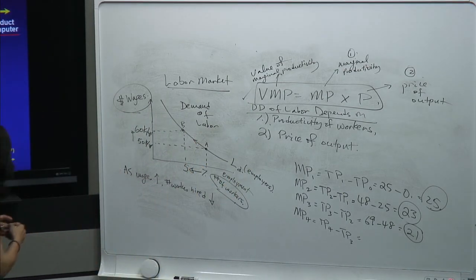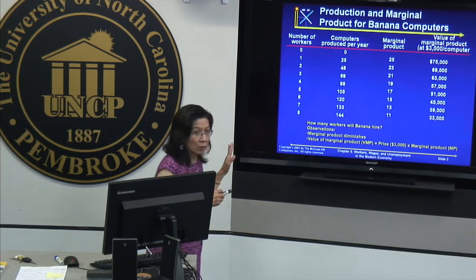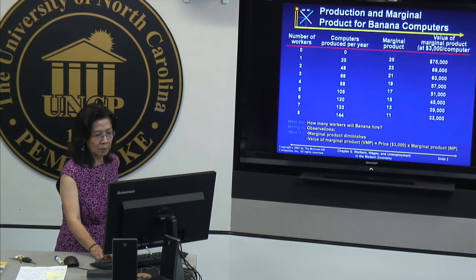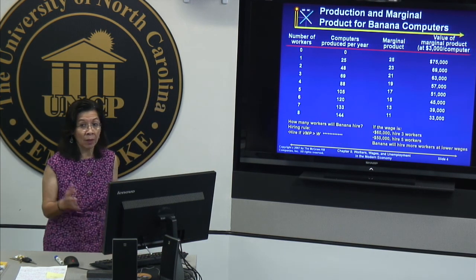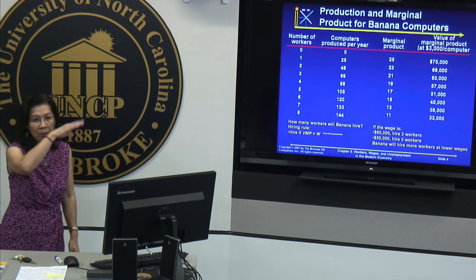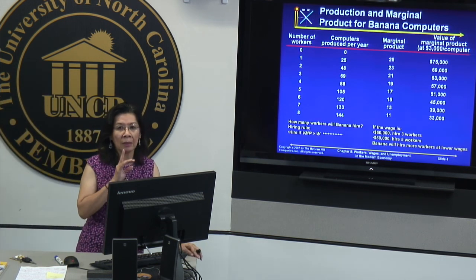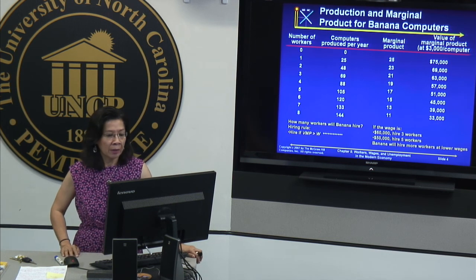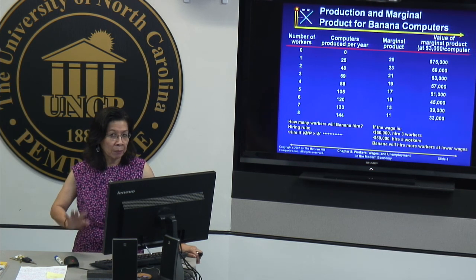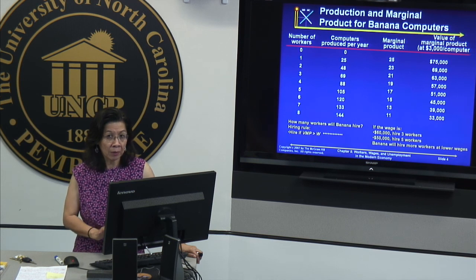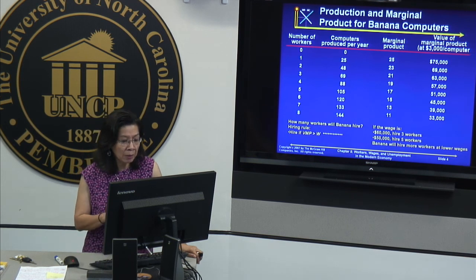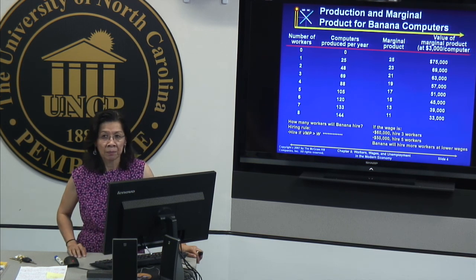Okay, so far so good, we got that last column. The next thing is, we haven't solved the problem yet. We just laid out all the numbers here, and then we say, okay, the next thing we want to do is remember, the decision making here is for the banana computers company to decide how many workers they should hire.